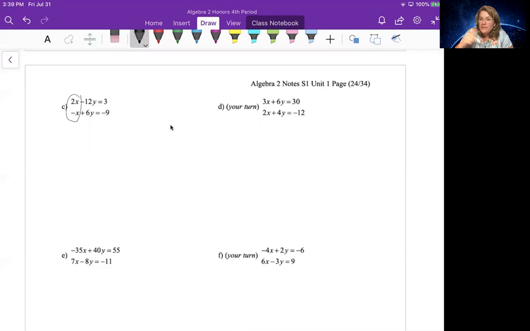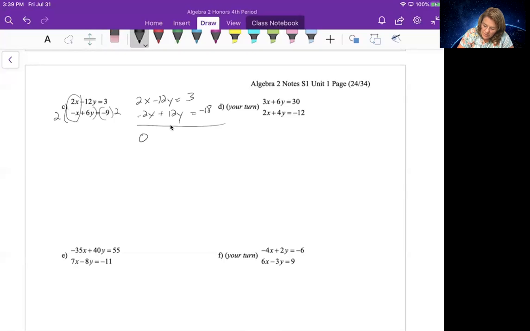So what I do on the left, I have to do on the right. So I'm going to multiply this side by 2, and then I'm going to multiply the right-hand side by 2, and I'm going to rewrite these equations. 2x minus 12y equals 3. And then I have negative 2x plus 12y equals negative 18. And I'm going to add the two equations together.